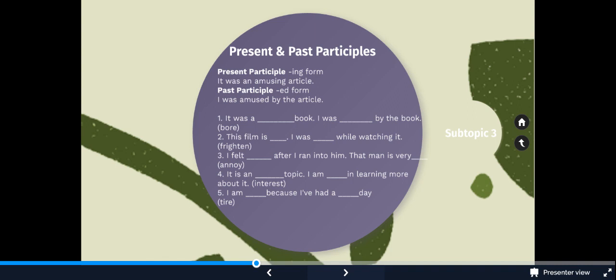Correct. Fourth one. It is an dash topic. Yes, interesting topic. I am interested in learning more about it. Fifth one. I am dash because I have had a dash day. Tired is the word. I am tired because I have had a tiring day.